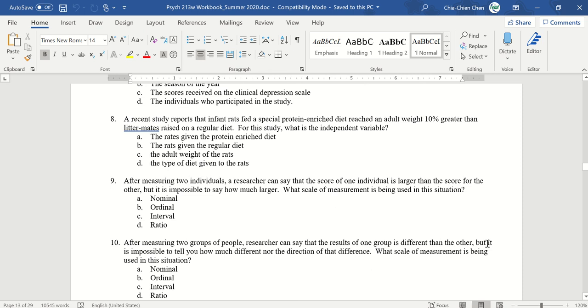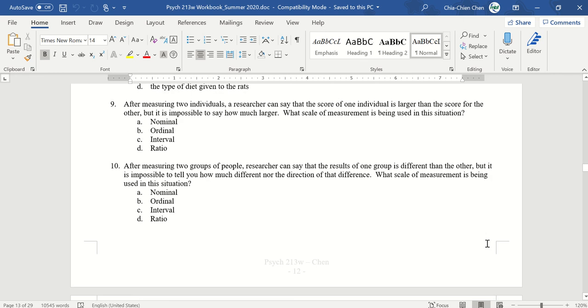Okay, number eight. A recent study reports that infant rats fed a special protein-enriched diet reached an adult weight 10% greater than littermates raised on a regular diet. For this study, what is the independent variable? Okay, so the independent variable is either the subject characteristics that you assign them with, or the thing that you're manipulating. So what is being manipulated here? It's the type of diet that is being manipulated, right? So the answer will be D.